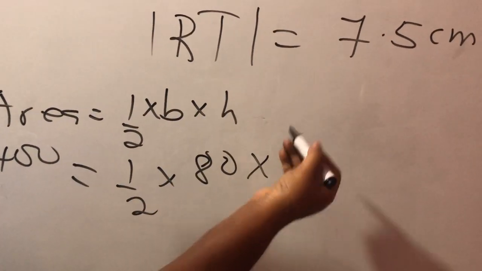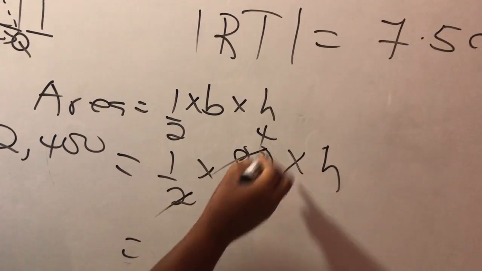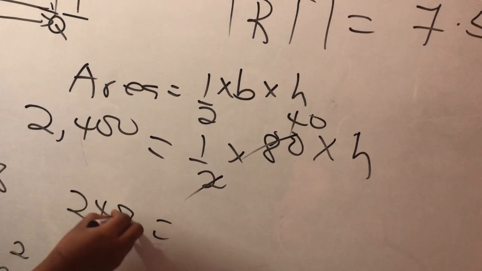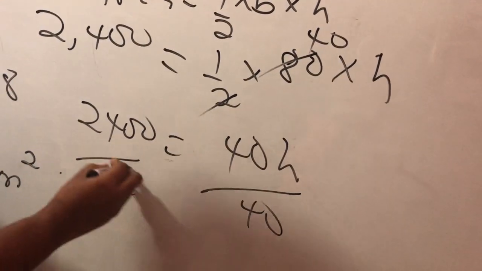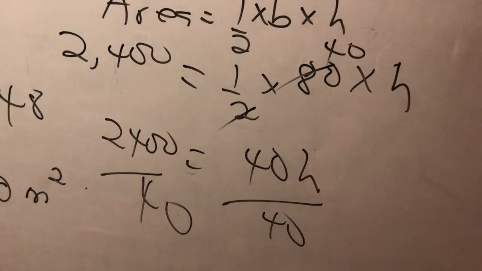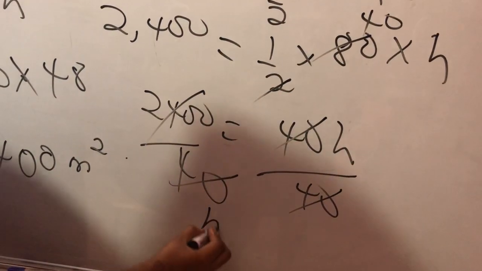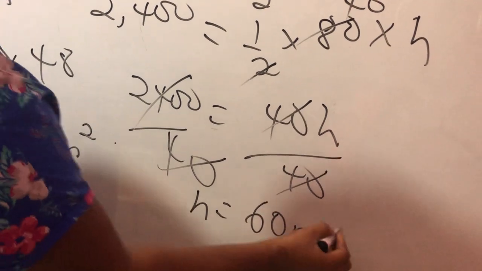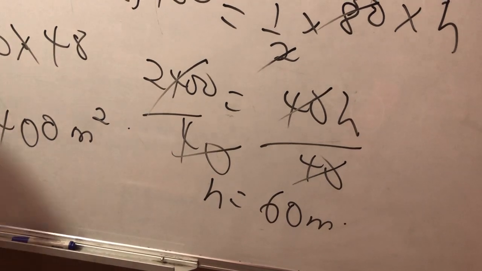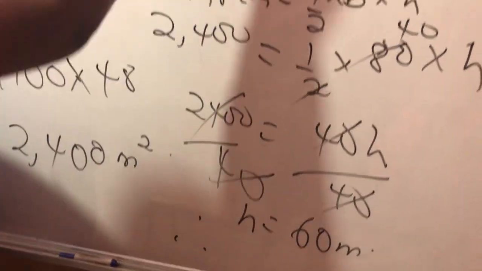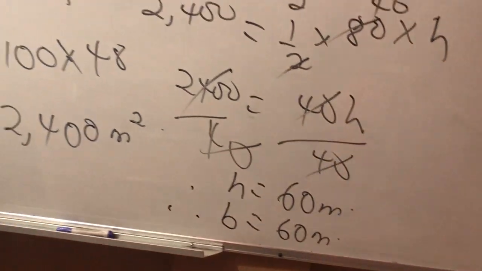So you can still bring your height here, then finally you can write your A is equal to that. So I have my 40 here. So I have 2,400, then I have 40H. Divide through by 40, divide through by 40, and my answer is 60 meters. So the height is 60 meters. Okay. So when you finish, because you're not asked to find height, you can come and write, therefore, B is equal to what? 60 meters. Alright.